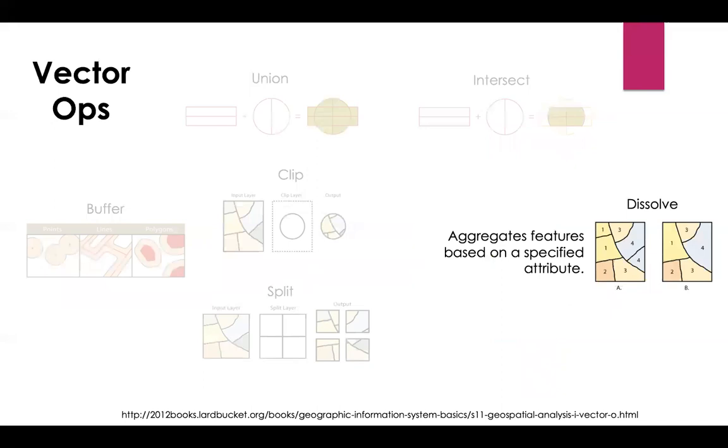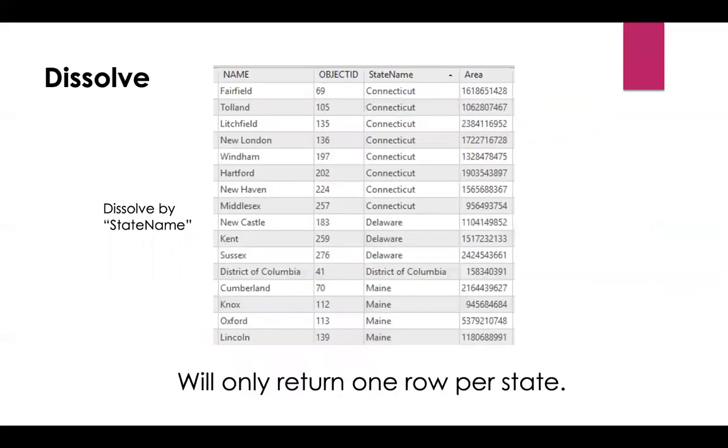Finally, we have dissolve. This operation aggregates features based on a specified attribute. In the case of the graphic here, the attribute is 1, 2, 3, and 4, and you can see that the internal lines have been removed in the result to create larger areas of 1, 2, 3, and 4. So let's go through an example.